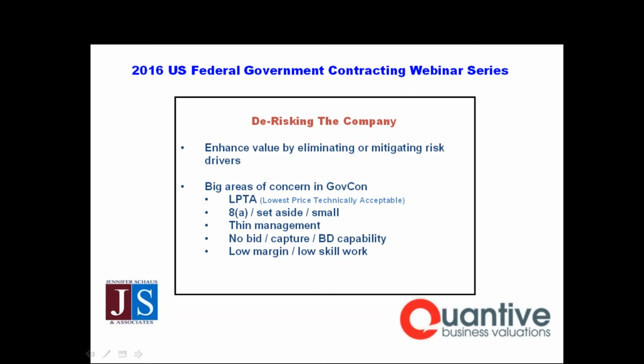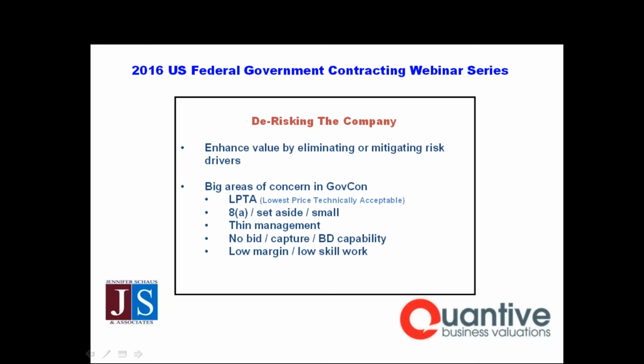He mentions lowest price technically acceptable proposals. This is a type of proposal that a lot of government contractors are required to use. I think that in some respects the LPTA measure is a little bit less relied upon than maybe previously, but it's still an area of risk if you're involved in those kinds of proposals.